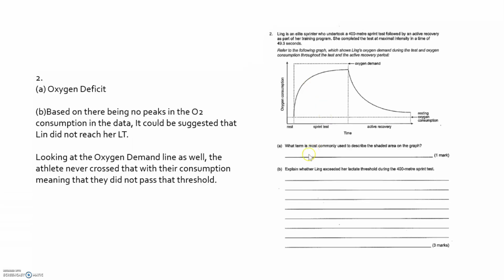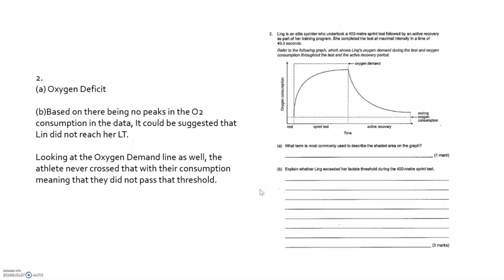So let's look at what term is commonly used to describe the shaded area. The shaded area on your graph is that bit up there. I would describe that area as oxygen deficit, because we have an oxygen demand up here, and as our oxygen consumption rises, we're in deficit during that period there.